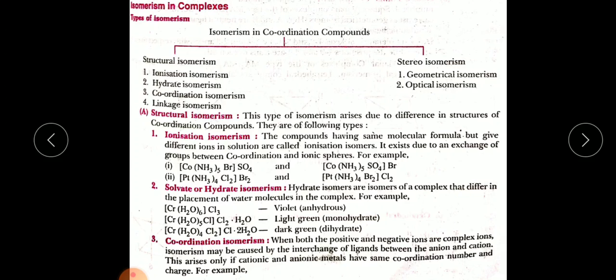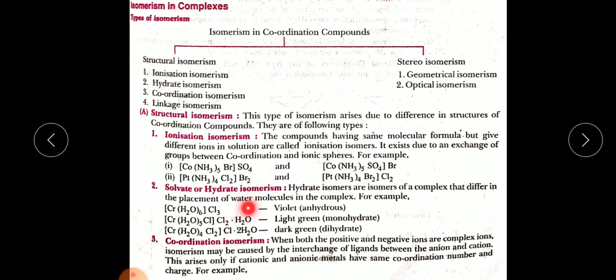Say for example, this compound [Co(NH3)5Br]SO4 and this is [Co(NH3)5SO4]Br. If you see these two compounds, the only difference is that in this one Br is inside and sulfate is outside. In this one sulfate is inside and Br is outside. So it is an exchange of ions, we can say. Such kind of isomerism is called ionization isomerism.